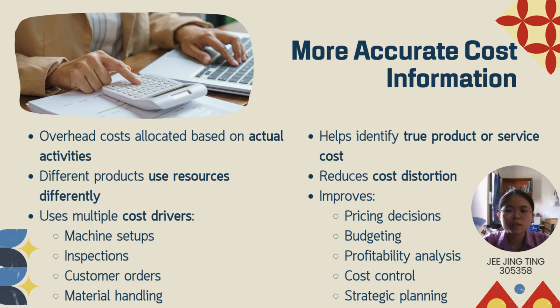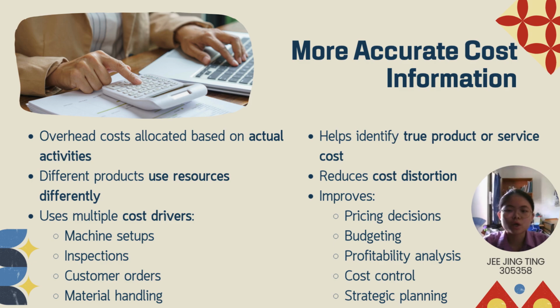Today, I will discuss one important advantage of ABC, which is providing more accurate cost information. ABC allocates overhead costs based on the actual activity involved in producing a product or providing a service. Different products consume resources differently, so ABC uses multiple cost drivers such as machine setup, inspection, customer orders, and material handling to allocate costs more accurately. This helps companies identify the true cost of each product or service.